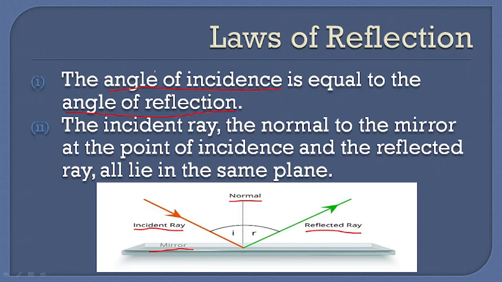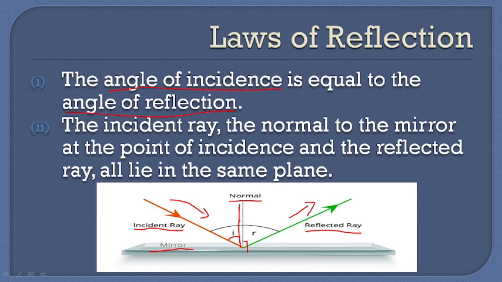So what is the angle of incidence? This one is the incident ray and this one is the reflected ray. The incident ray makes an angle with the perpendicular, which is known as the normal. This perpendicular is at 90 degrees with the plane mirror. The angle that the incident ray makes with the normal is known as the angle of incidence, indicated by I.